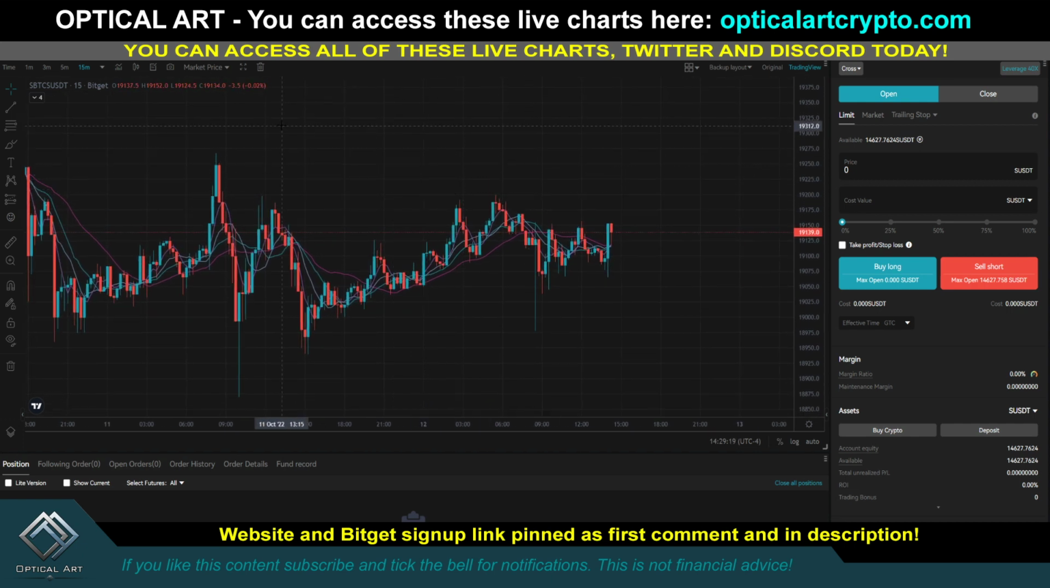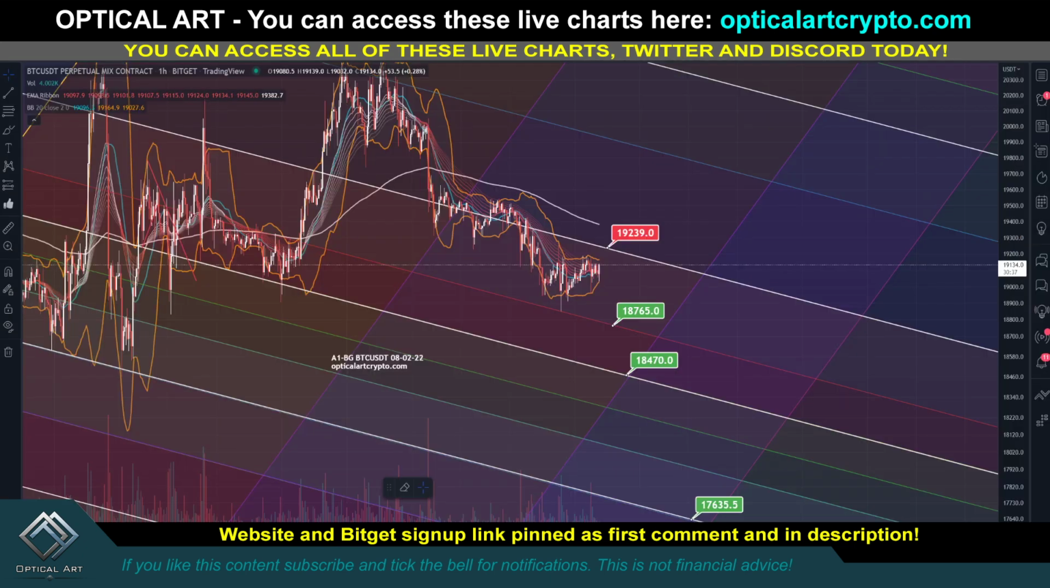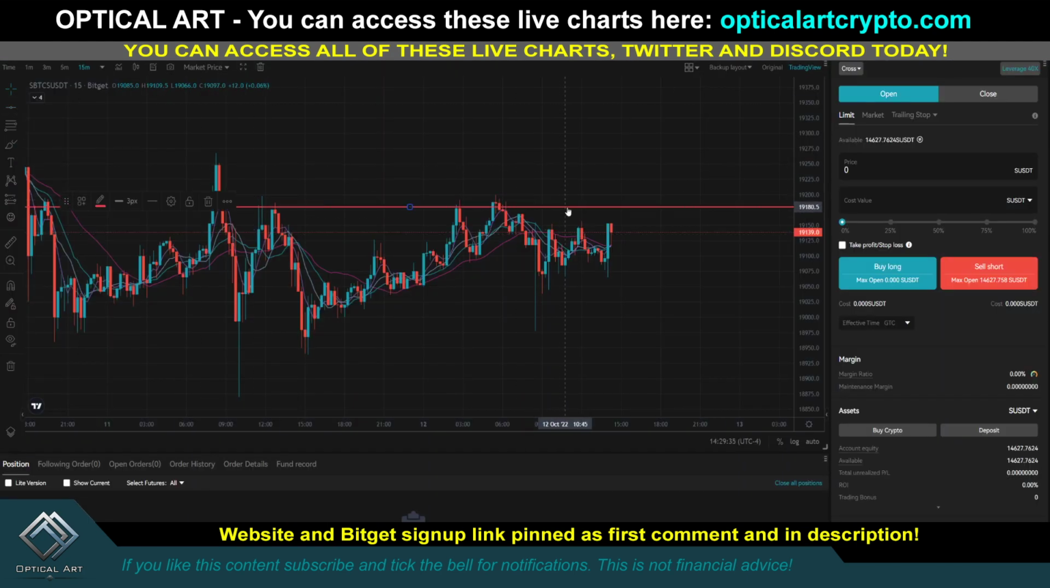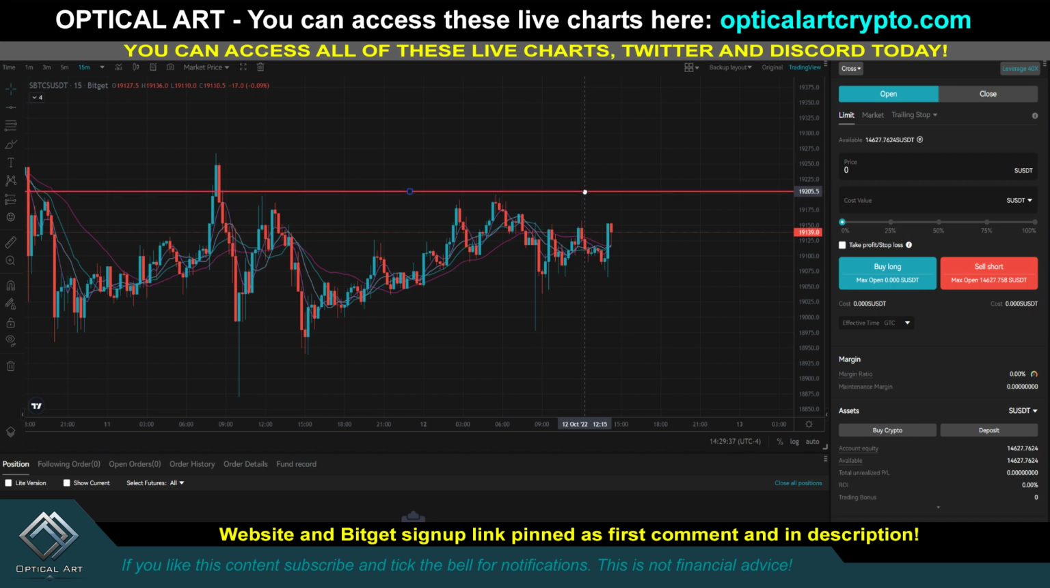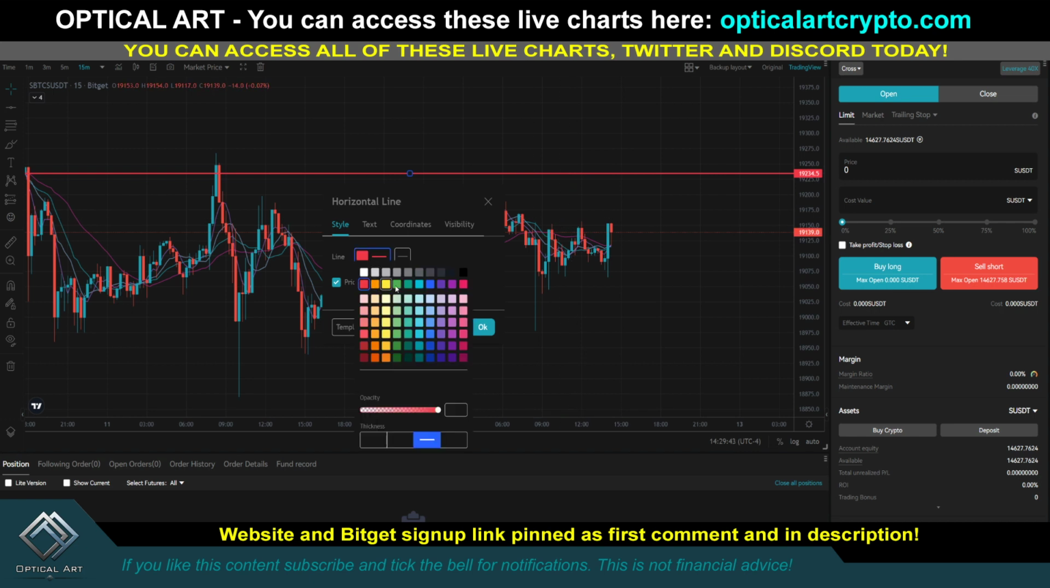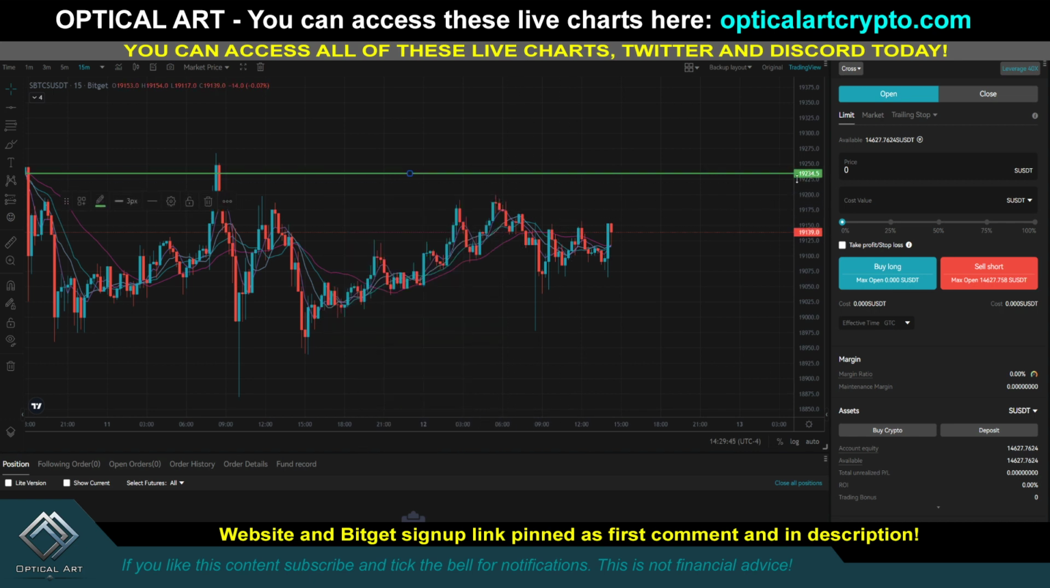But what I like to do, let's say that I'm using this chart, for example, and I want to short 19,239. I'm expecting it to push up to this point. So 19,239 would be my entry. So I'd come over here and I would do a horizontal line at 19,239, and typically I make this green, because this would be my entry point. I can just look over here and see it says 19,234. Let's just say that's where I want to enter.